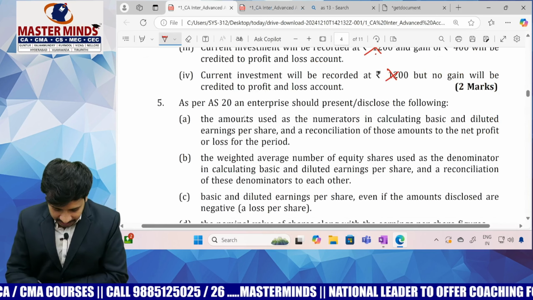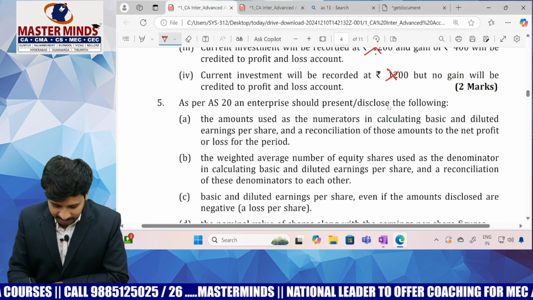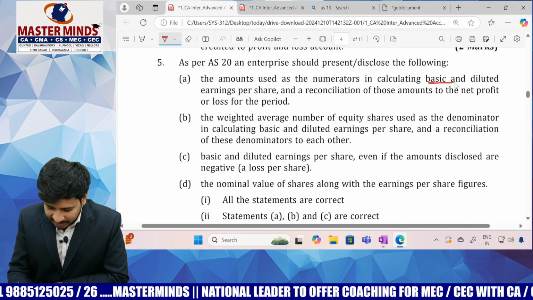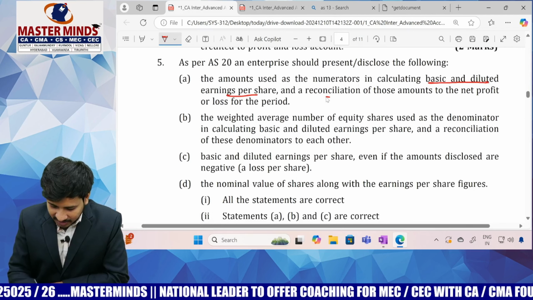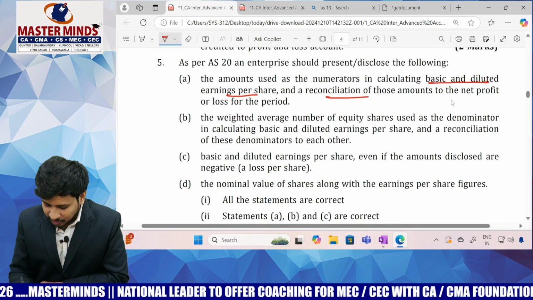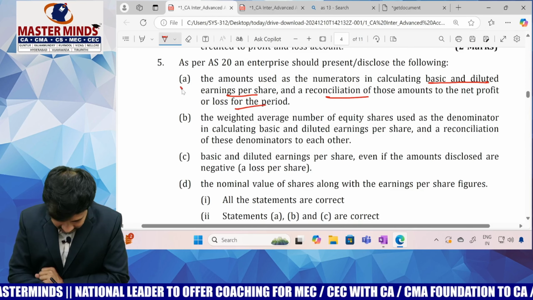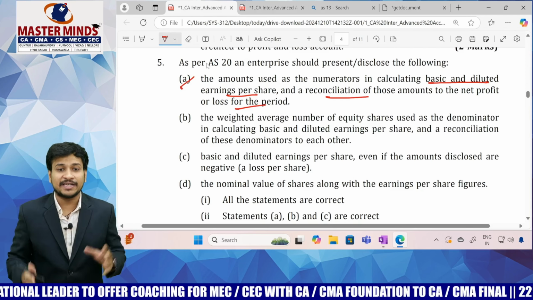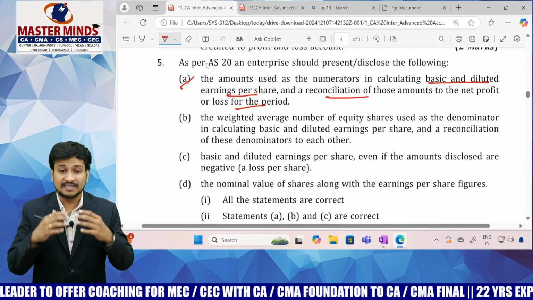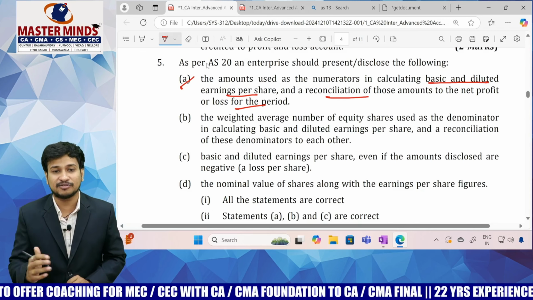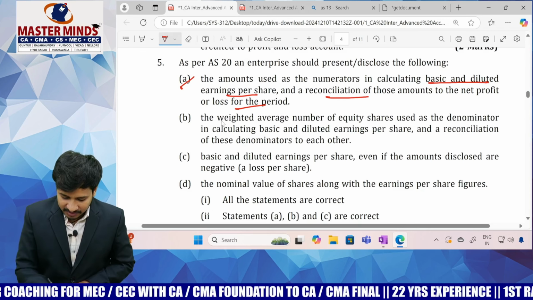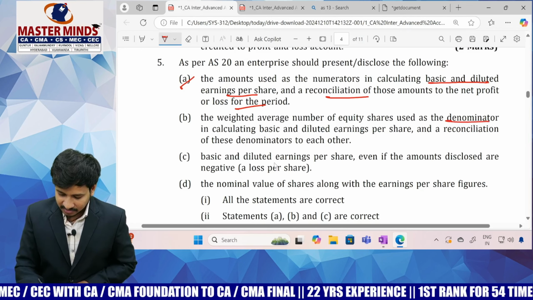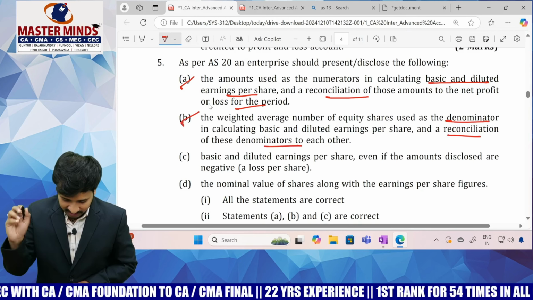As per Accounting Standard number 20, an enterprise should present or disclose the following. The amounts used as numerators in calculating basic and diluted EPS and a reconciliation of those amounts to the net profit or loss for the period. Yes, correct. As per Accounting Standard number 20, an entity has to present the computations of numerator separately and also the denominator separately. And hence, if you observe, point number B is the weighted average number of shares used as denominator and reconciliation of those denominators. Yes.